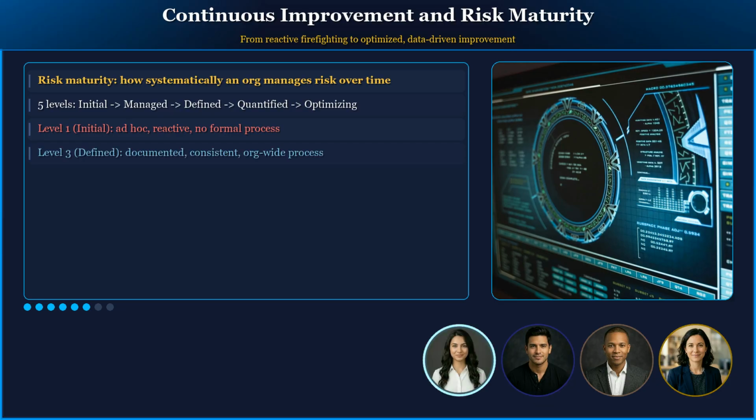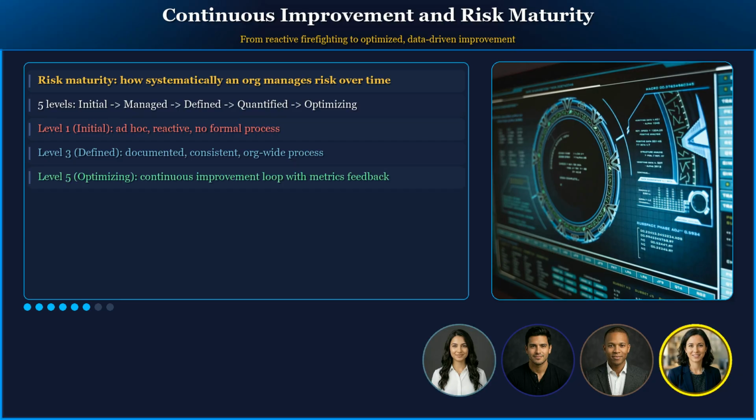Level 3 is the practical goal for most organizations. At this level, risk management is documented, consistent across teams, and understood by the people executing it. You do not have to be optimizing yet, you just have to be repeatable. Many Fortune 500 companies operate solidly at level 3 and consider it acceptable.